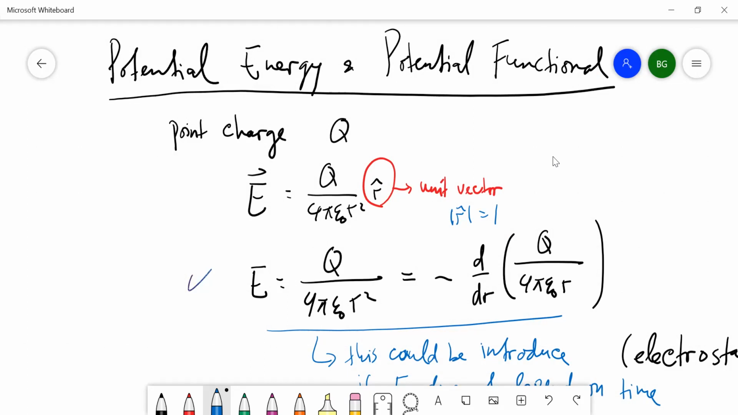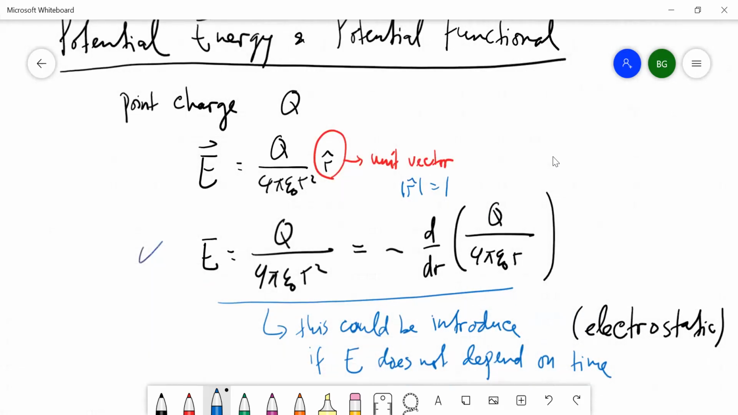So this E here equals Q over 4 pi epsilon 0 R squared, and there is also R hat. R hat is a unit vector. We discussed this last week. And for example, if we consider the magnitude of the potential, we have only capital Q over 4 pi epsilon 0 R squared.